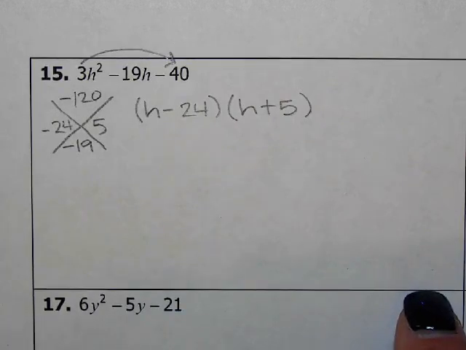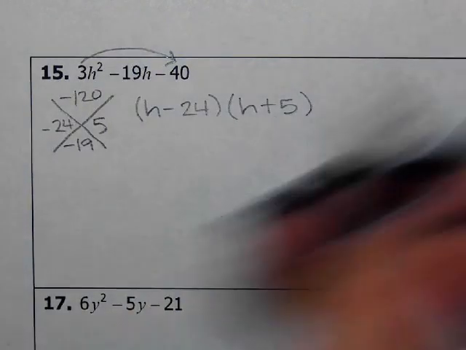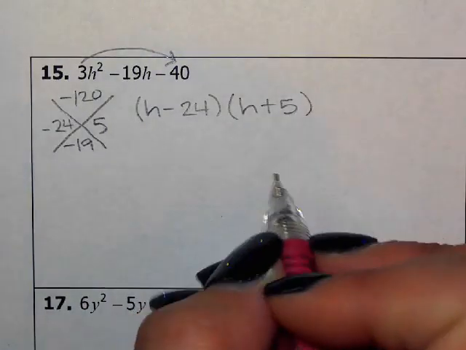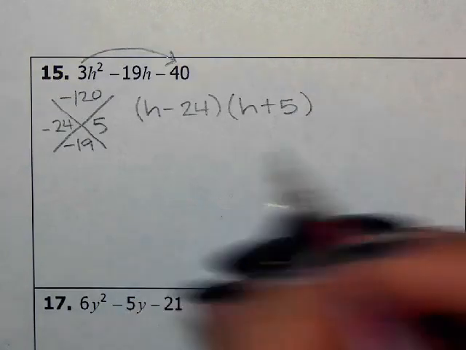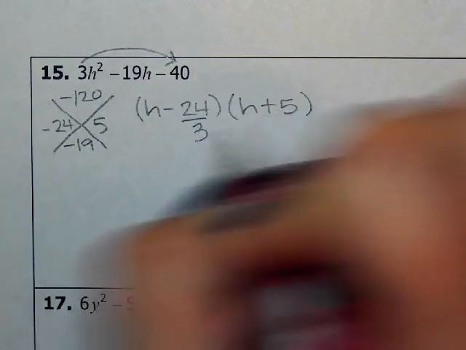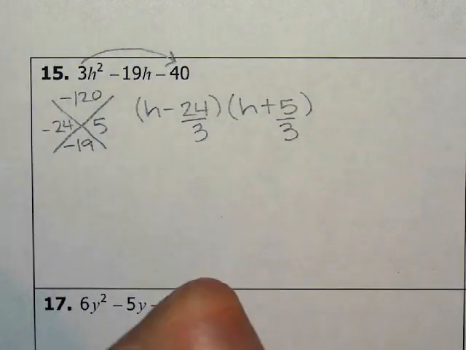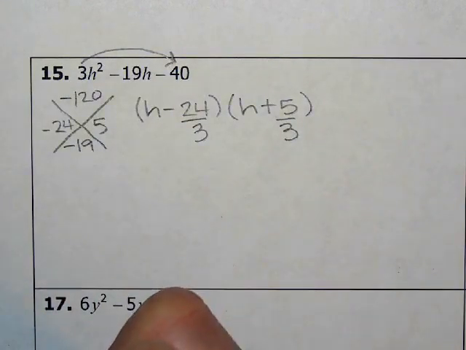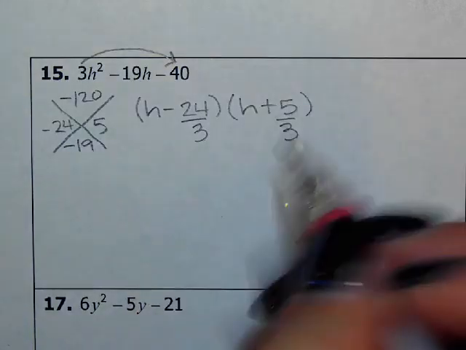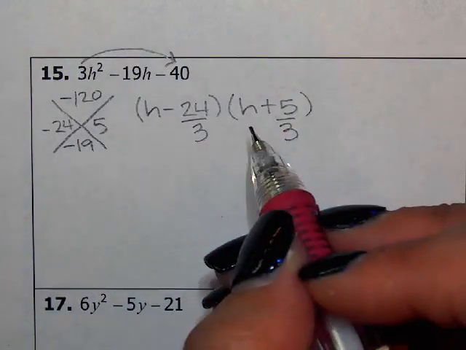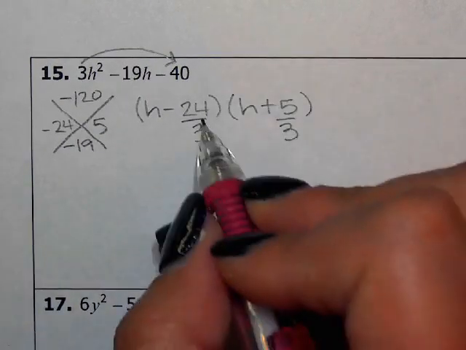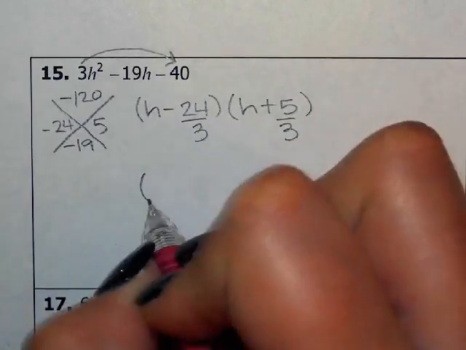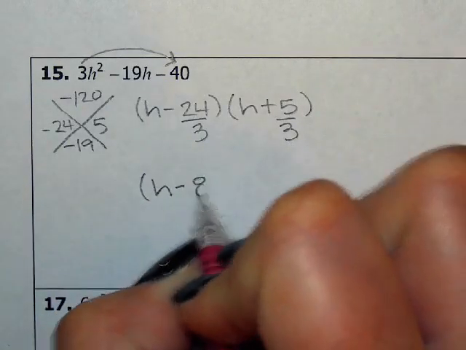All right. So we wrote this. We are not done. What do we have to do? Divide by three. Okay. And then what do we have to do? Before bottoms up, simplify. So 24 divided by 3 is 8. Can 5 over 3 reduce? No. So this one we bottoms up.